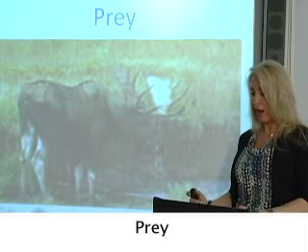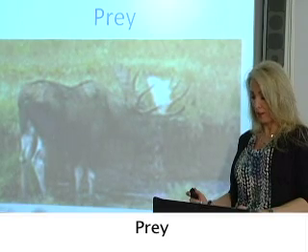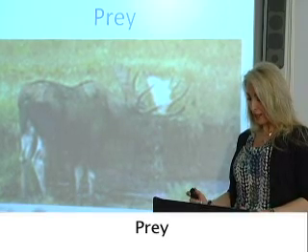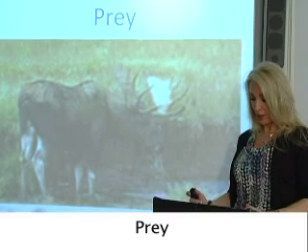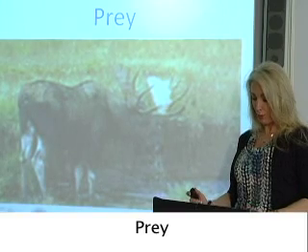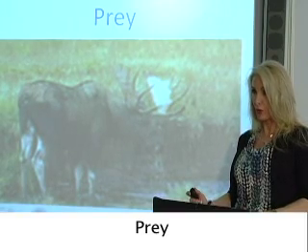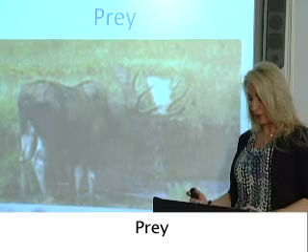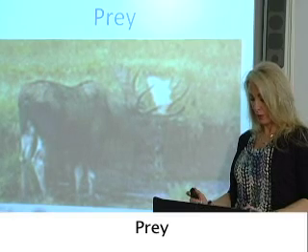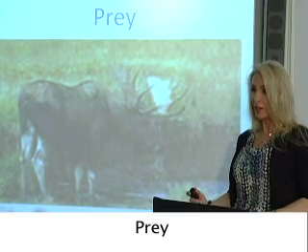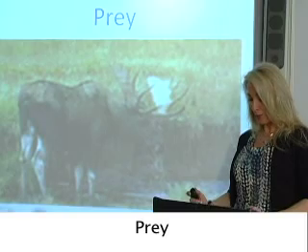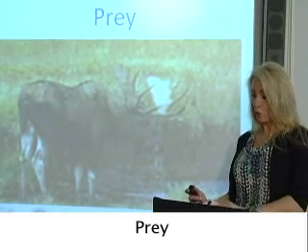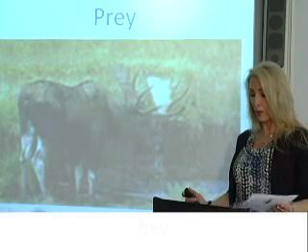Prey animals are animals that are being hunted and can be anything from the smallest insect to a 1,400-pound bull moose. Some prey animals are herbivores, meaning they eat plants. Other prey species are omnivores, which means they eat plants or animals.